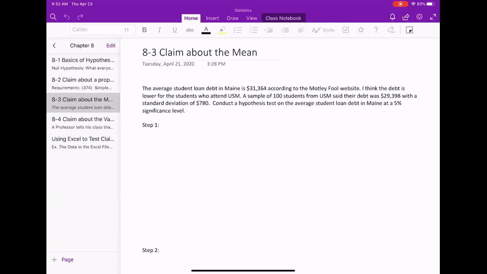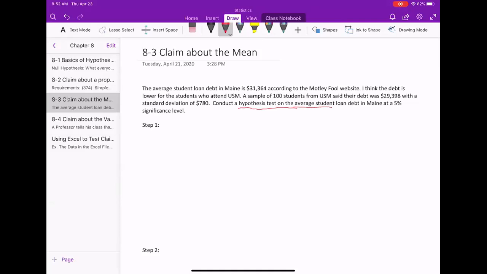So how do we know what type of problem this is? What are some of the key words here? Average. Okay, so we see the word average, right? So that tells us it is a hypothesis test of the mean. Perfect. We also have the word hypothesis test, right? So that tells us this is a hypothesis test problem of the mean, right?